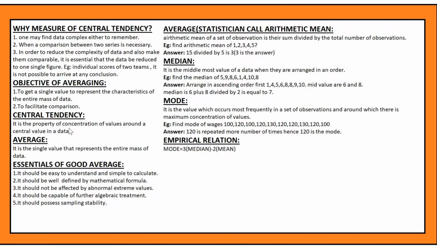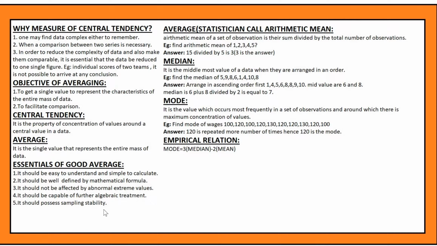Why do we need a good average? So that it is easy to understand and simple to calculate. So we will try to understand the essentials of a good average. It should be easy to understand, simple to calculate. It should have a well-defined mathematical formula. It should not be affected by abnormal extreme values. It should be capable of further algebraic treatment. It should possess sampling stability.